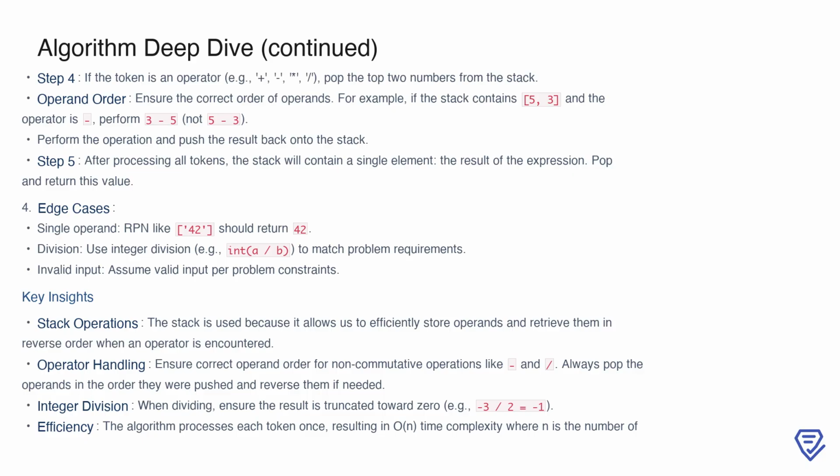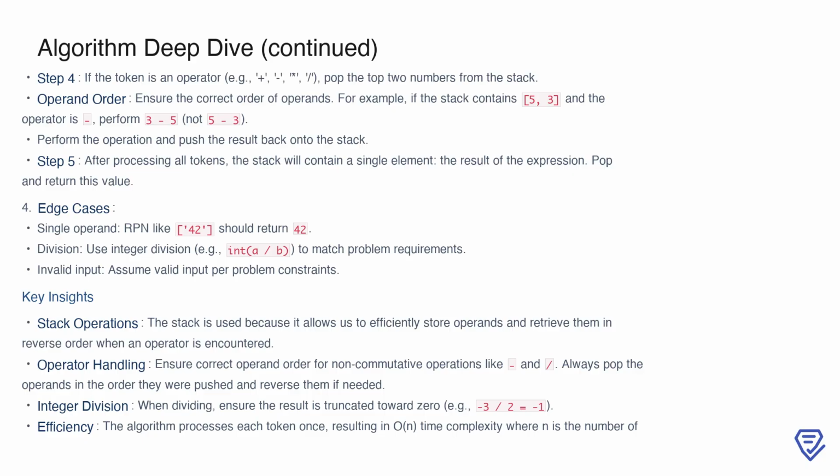For example, if the stack holds 5 and 3, and the operator is minus, the calculation must be 3 minus 5 rather than 5 minus 3. Once the operation is performed, the result is pushed back onto the stack for further processing. After all tokens are processed, the stack will contain a single element, which is the result of the RPN expression. We then pop and return this value.